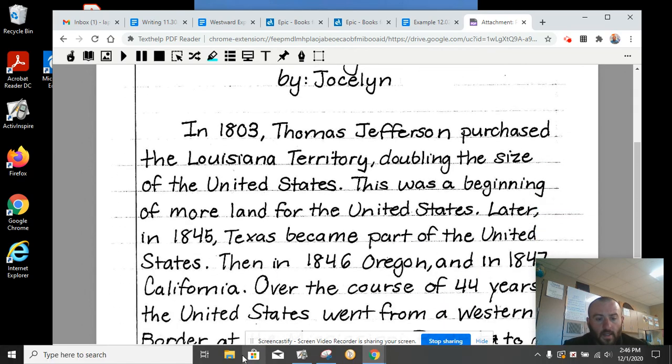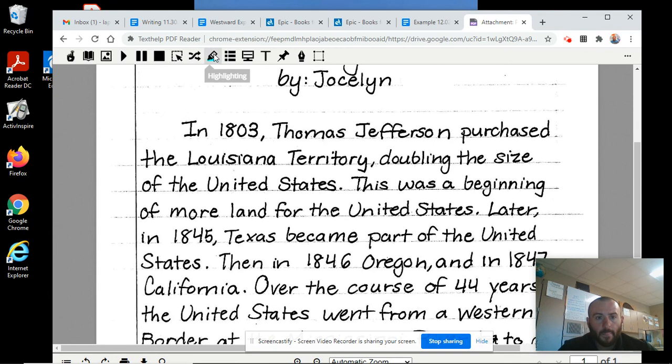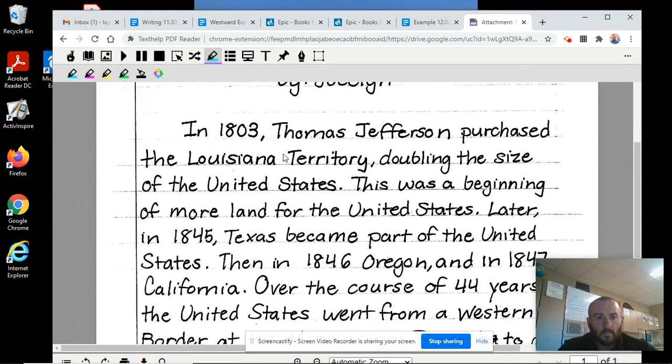So, what Jocelyn did here, in case you didn't notice, was she highlighted a unique or interesting fact when she said that Thomas Jefferson purchased Louisiana Territory, doubling the size of the United States. Okay, so in case you didn't know, that's an interesting fact that our country doubled in size. So the fact that she shared that, she was starting off by highlighting a unique fact. Okay, something that you might try.